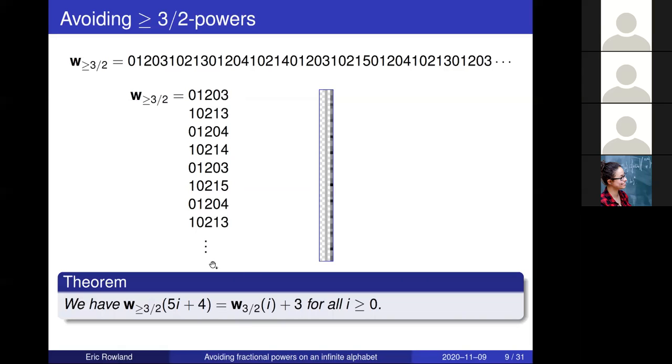But arithmetically, in terms of the recurrence, it seems to be easier to write this word in terms of the W 3/2 word rather than the other way around, because the W 3/2 word is self-similar. It has the self-similarity of itself built in, whereas W greater than or equal to 3/2 is, to me, sort of looking back at the W 3/2 word. To write a morphism down for this one, it's a little more complicated. So we have this relationship for W greater than or equal to 3/2 and W 3/2.